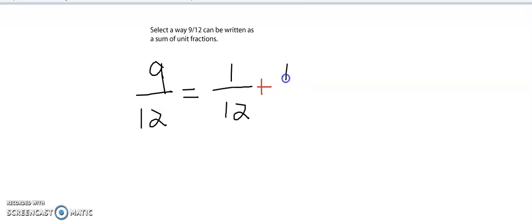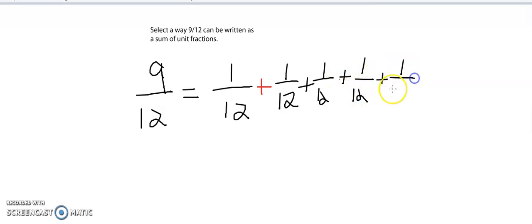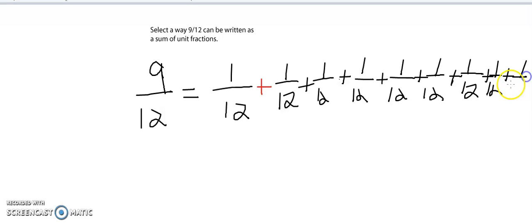So 1/12 plus 1/12 plus 1/12 plus 1/12 plus 1/12 plus 1/12. Let's count it: 1, 2, 3, 4, 5, 6. I need 3 more: 7, 8, 9. So that is how I would write 9/12 as a sum of unit fractions.